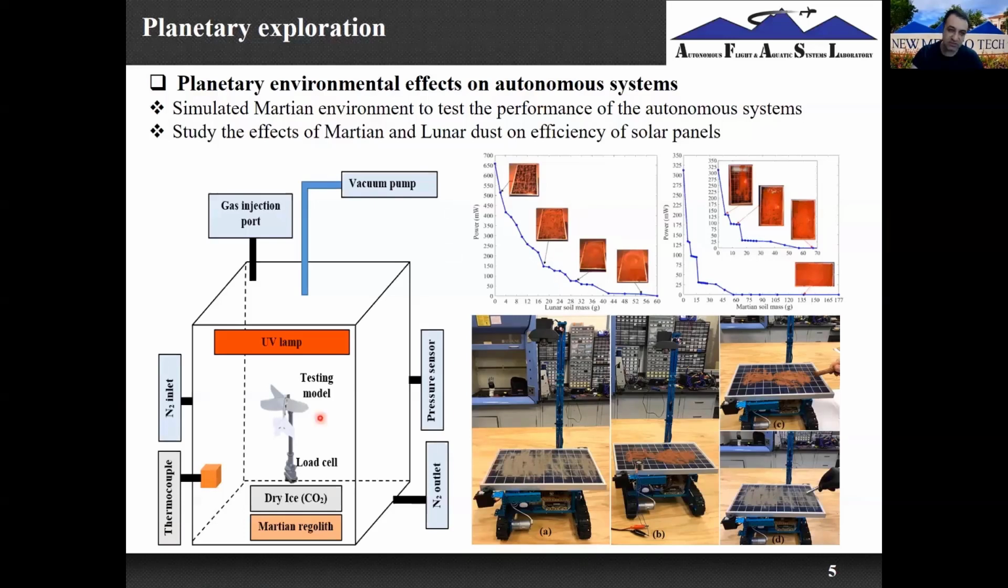Another project is related to drones, and this is the main reason that I am discussing this project here: if you have a drone which is flying on Mars or Venus or the Moon, how can we test it on Earth?